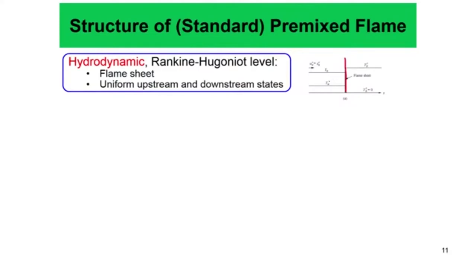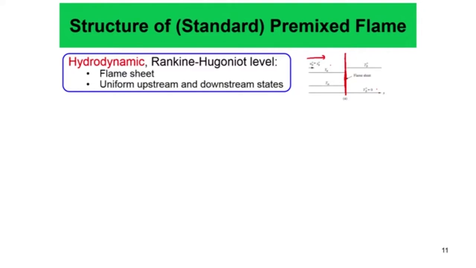And so in the upstream we have YU, that is the mass fraction of the fuel unburnt, and downstream the mass fraction of the fuel burnt, which is equal to 0. And of course, if it is a stationary wave, that is, if the wave is not propagating with respect to our coordinate system, then it invariably implies that there is a flow into the wave, that is, unburnt reactants are flowing into the wave at a velocity UU0, which is equal to SU0, the burning velocity or the flame speed of this flame. So this is the flame sheet limit.